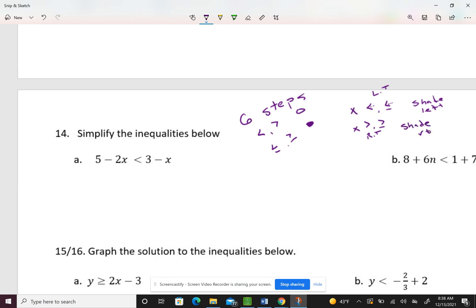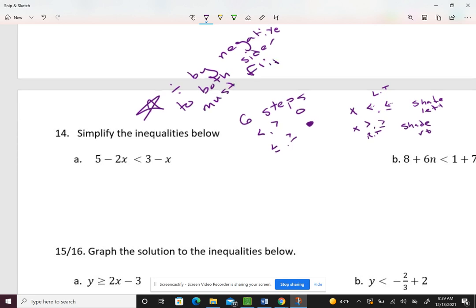All right. And then last but not least, the most important thing here, please make note of this, is if you are dividing by a negative to both sides, we must flip the sign. Okay. That's the key. So the way that I would do this is I would always wall off my inequality sign and then go through my 6 steps.